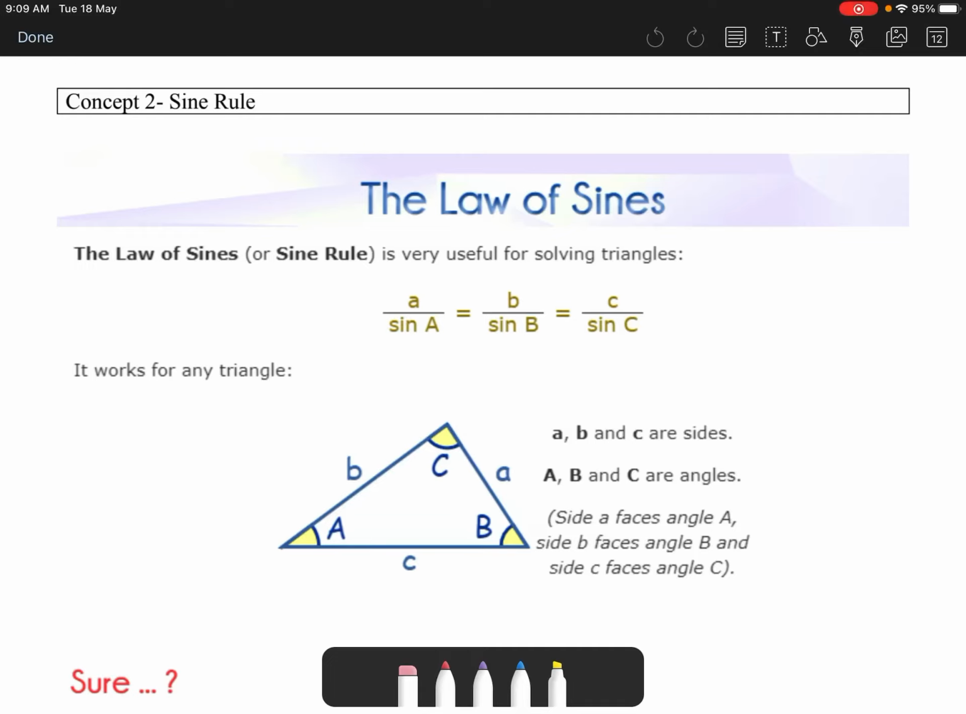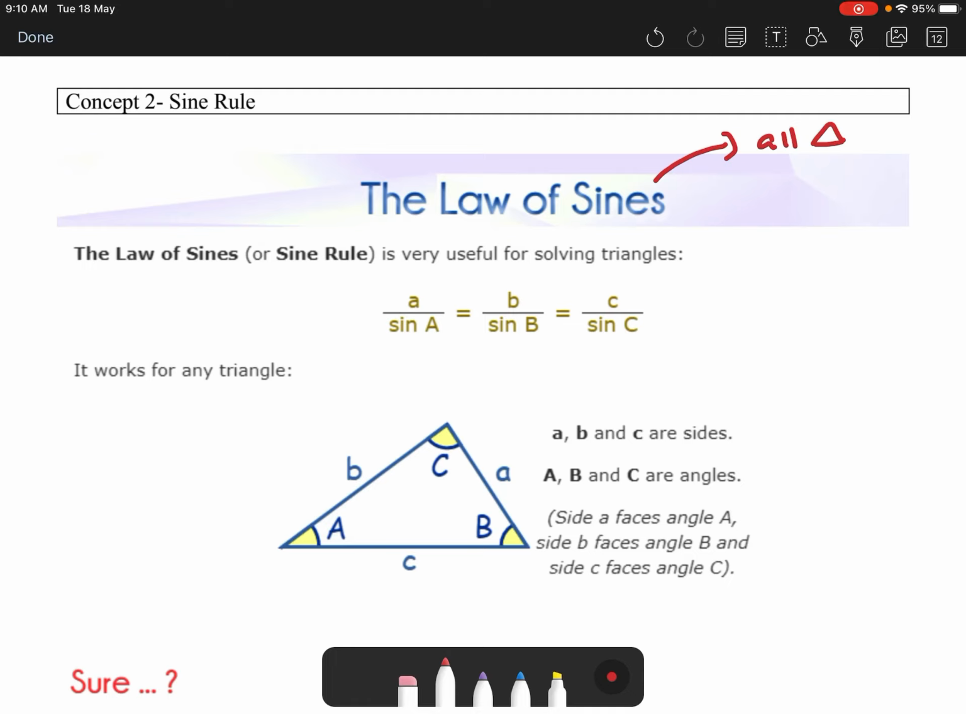The second concept of trigonometry is what we call the sine rule. The law of sines is very useful in solving our triangle. Either we want to solve for the unknown length or solve for the unknown angle. One very important thing about the sine rule is that it can be used in all triangles. You can use it in your right angle triangle, you can use it in your non-right angle triangle, whereas for SOH CAH TOA, we can only use it for right angle triangles.